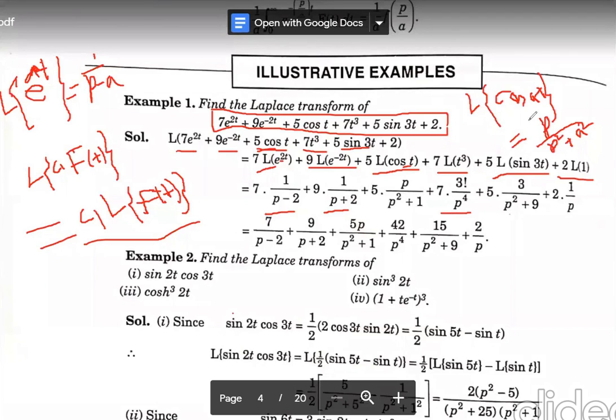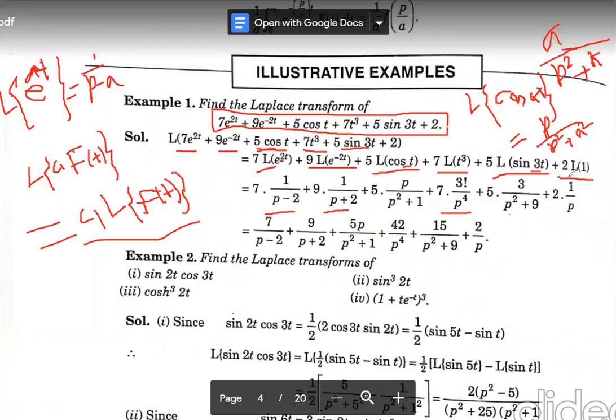into, now Laplace transform of sine of at. So Laplace transform of sine of at is what? That is a by p square plus a square. This is the Laplace transform of sine of at, a by p square plus a square. So a means what here? A means 3. So 3 by p square plus a square, a square means 3 square.